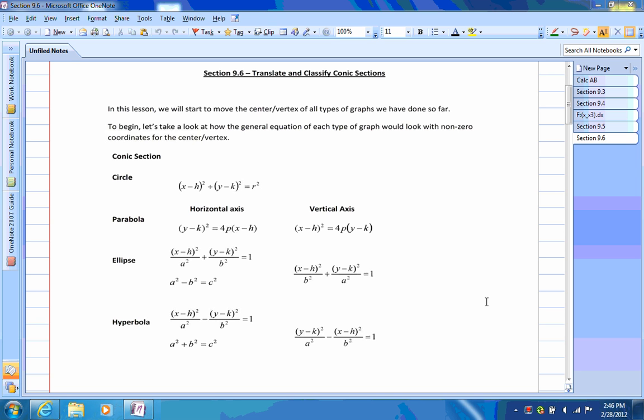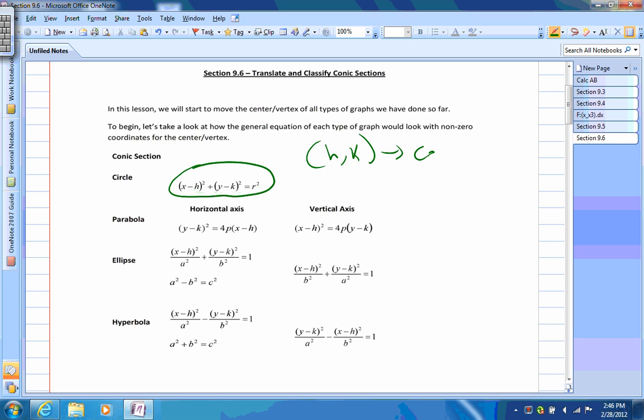So as I said, eventually we're going to start moving the center or the vertex of our types of graphs away from 0, 0. And so that's happening right now. Before I do some examples, it helps to look at general equations for each type of graph. So if we look at a circle, this is something you should have seen back in geometry or even in Algebra 1. The equation of a circle is just that. So just notice how we add h and k. So h and k here represent our center for the circle.